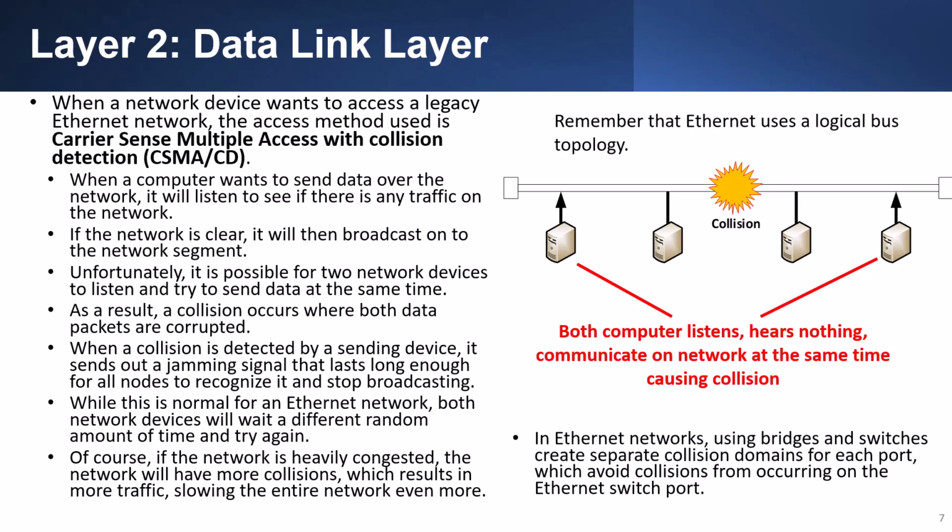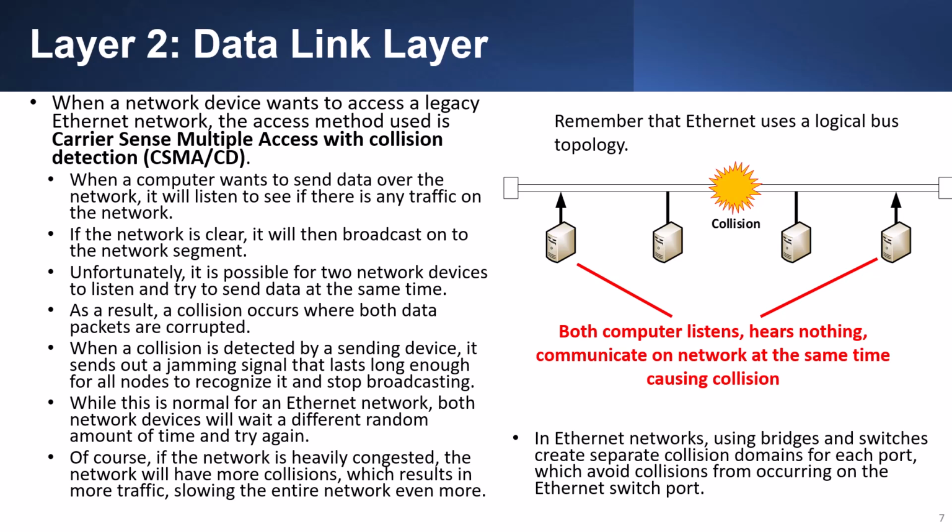When a network device wants to access a legacy Ethernet network, the access method used is carrier sense multiple access with collision detection, abbreviated as CSMA/CD. When a computer wants to send data over the network, it will listen to see if there's any traffic on the network. If the network is clear, it will then broadcast onto the network segment. Unfortunately, it is possible for two network devices to listen and try to send data at the same time. As a result, a collision occurs where both data packets are corrupted.